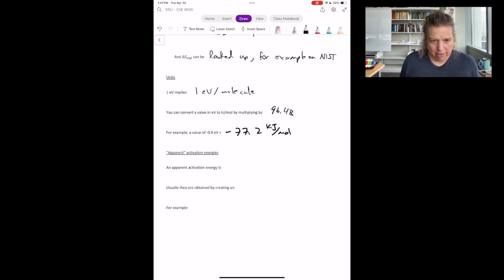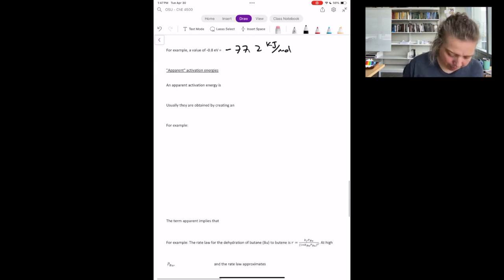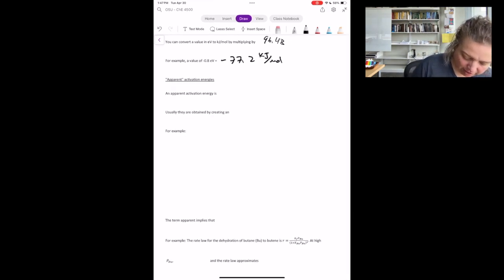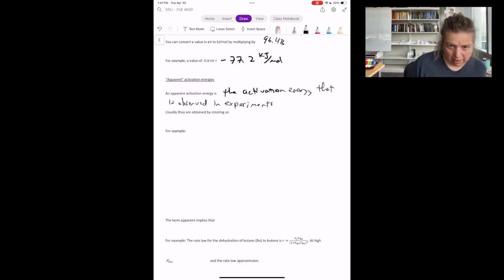All right, the last thing I want to tell you about is the apparent activation energy. So an apparent activation energy is the activation energy that is observed in experiments. Usually they're obtained by creating an Arrhenius plot.